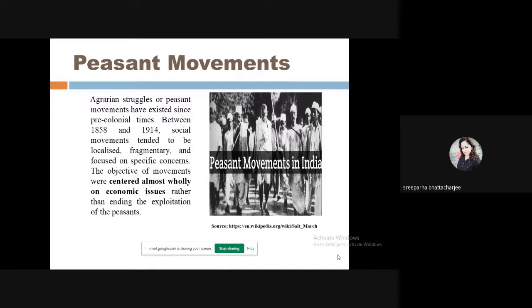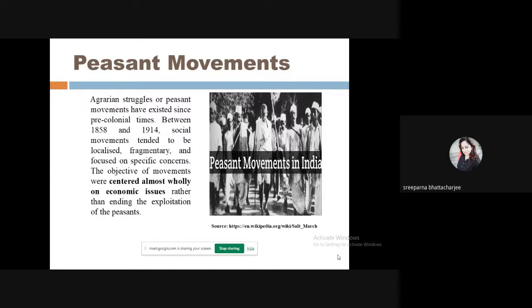Even today, you can see here that the reference has been given of an era in the pre-independence period, between 1858 and 1914.